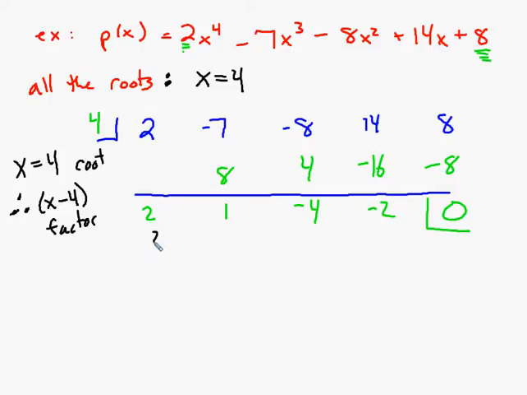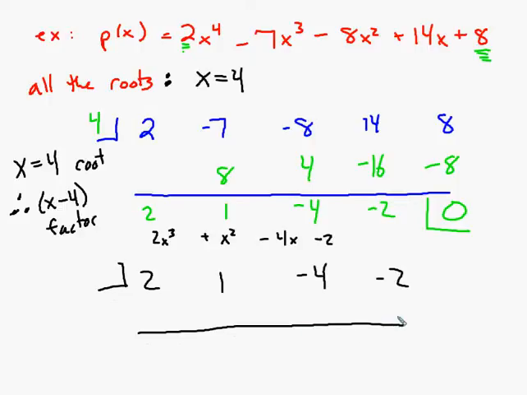So this actually means 2x, decreased by a power of 1, plus x squared, decreased by a power of 1, minus 4x minus 2. See, this is my new polynomial, decreased by degree. So I'll take all of those coefficients, 1, 2, 1, -4, -2. I'll set up another synthetic division, and here's my remainder. That's what I'm looking for.